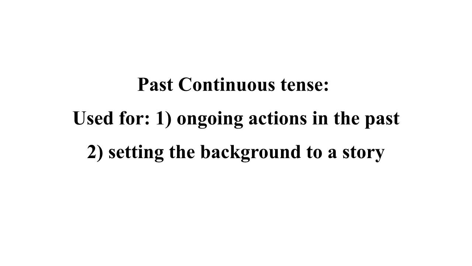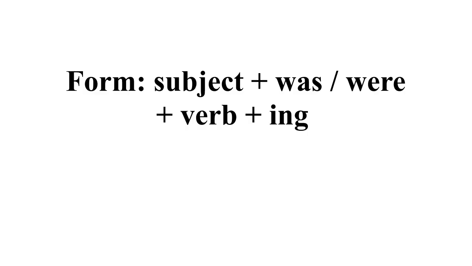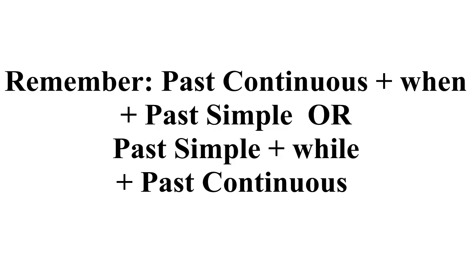The past continuous tense is used for 2 reasons: an ongoing action in the past, and when we set the background to a story. When we look at some examples, you'll see what I mean by that. We form the past continuous tense by taking the subject and was or were, which is the past tense of the verb to be, and the verb ing. All continuous tenses have to have verb ing, all of them.